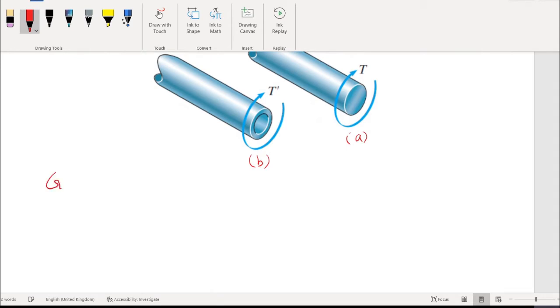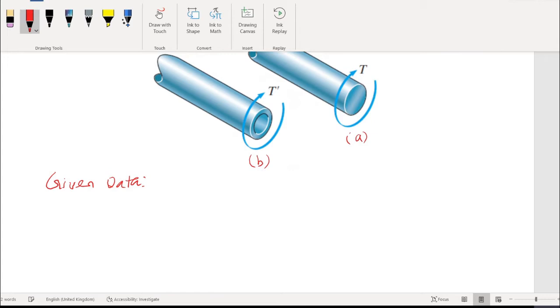Start writing. Given data. Okay, the torsion formula can be applied here. It's a solid shaft. Start with the first case of a solid shaft, then we move to the hollow shaft. Very simple answer. Let me write.